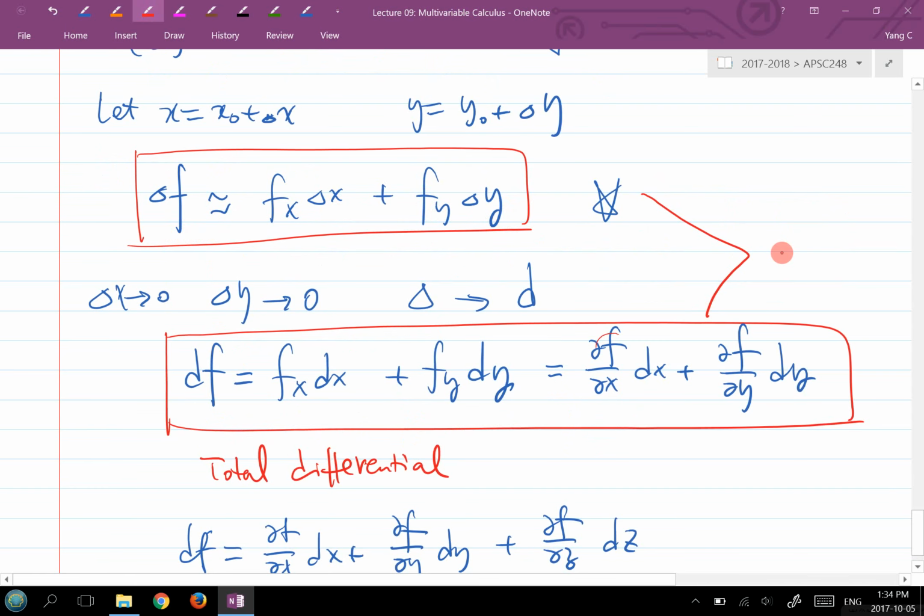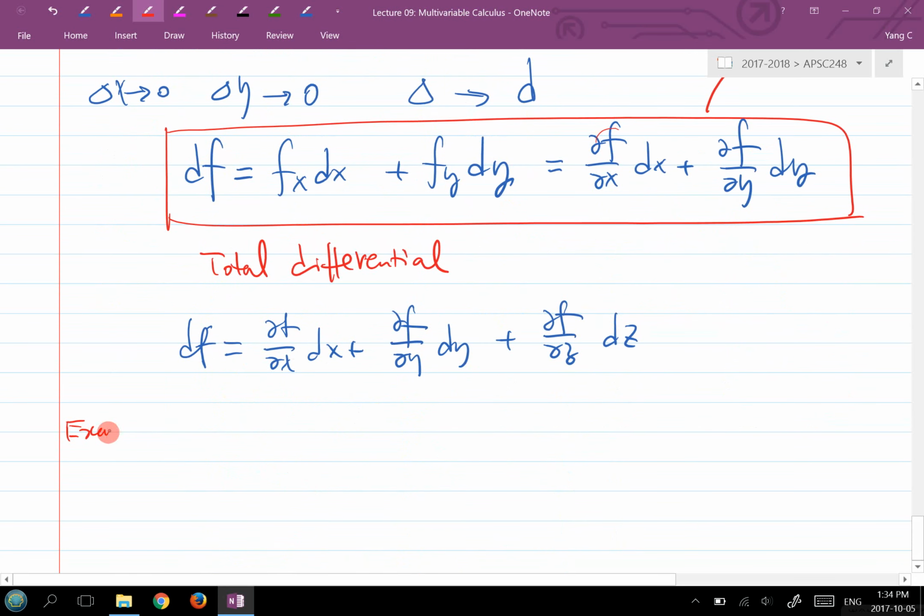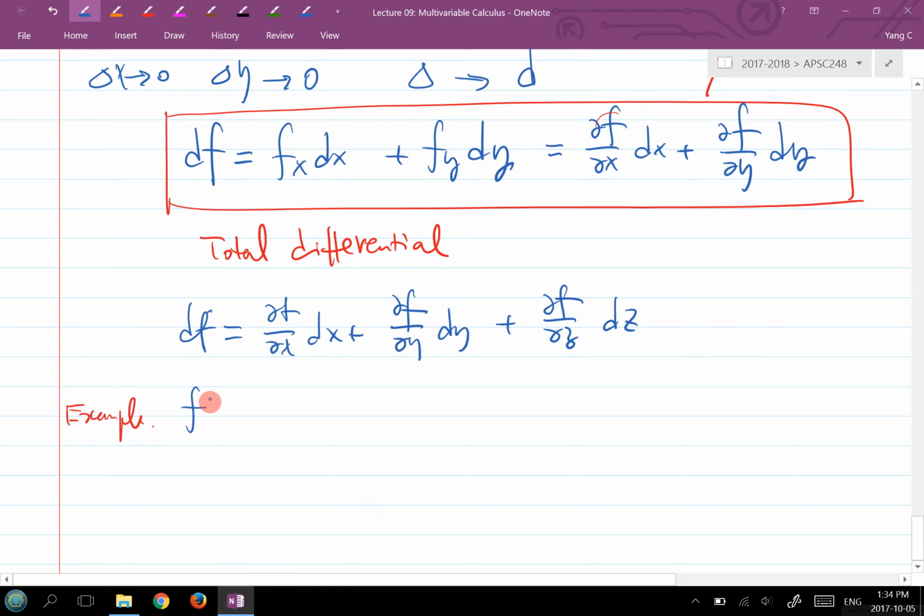So I'll give you a quick example right here. This example can be related to an example we did just at the beginning of the lecture. So here is function f(x, y). Can you find its total differential df? What's the total differential for this function f? It's the inverse tan of y over x.